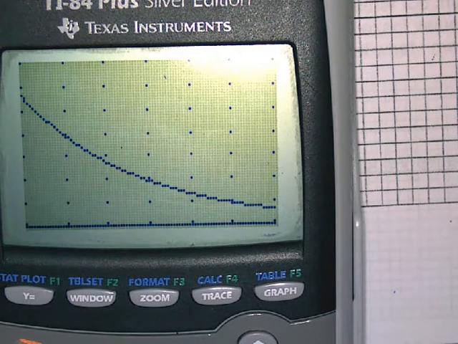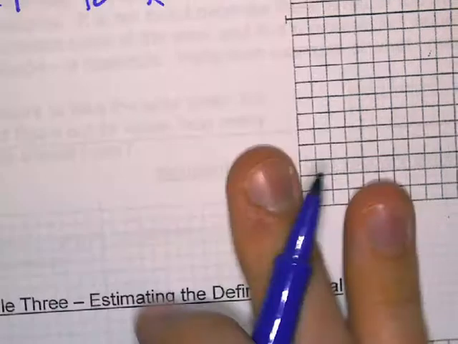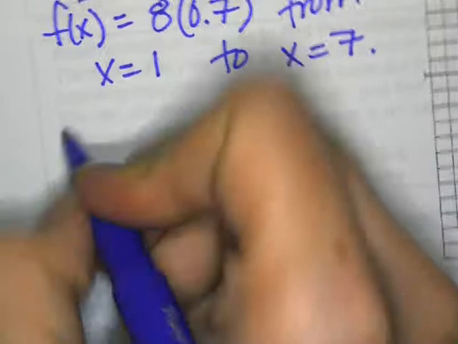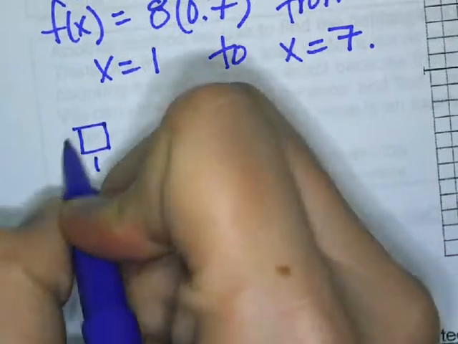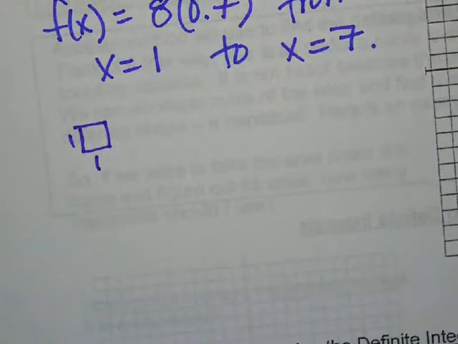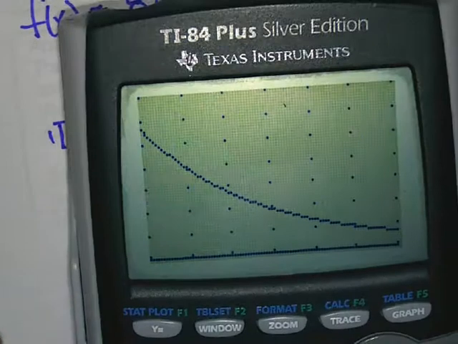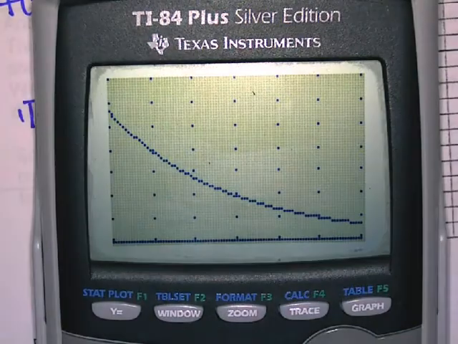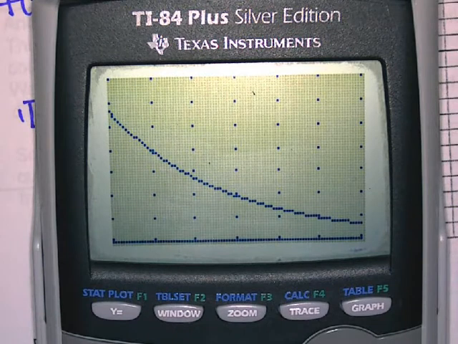First thing I do on my little sheet here is I identify that each box that I'm going to be using to estimate is worth 1. So I draw my scale that I used on my calculator. And then I look at my graph, and I'm going to go through and count how many whole boxes are underneath the curve. So let me identify here.